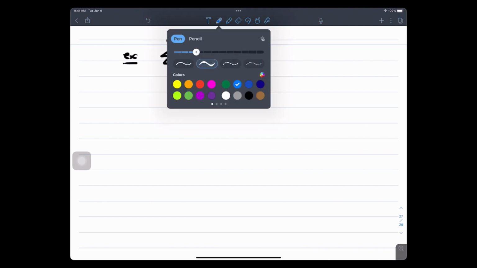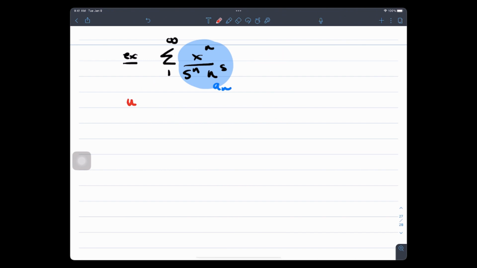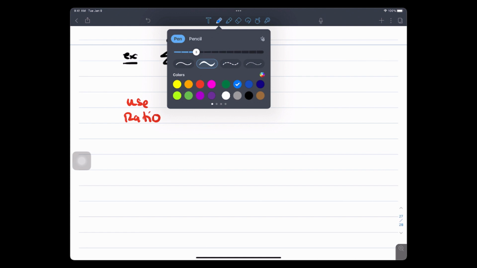Here's our a_n. You're going to use again what? Use the ratio test. Okay, why not the root test? You have to have a pure nth root for all terms. So if you don't, it's going to be the ratio test. So you're going to use the ratio test.